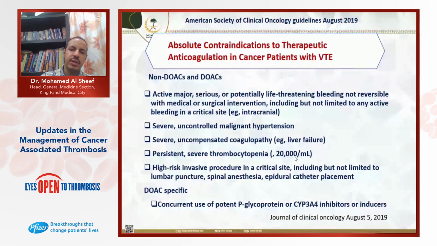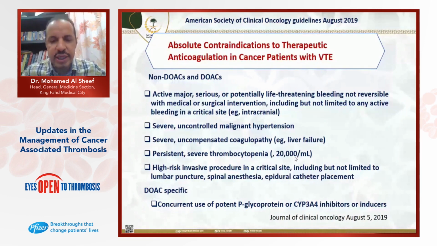This is an absolute contraindication, and less than 50, it's a relative contraindication. This is based on the guideline. Actually, the cutoff we really worry about for thrombosis is less than 50. But maybe cancer patients are a different population. That's why the guideline here went with a platelet count of 20. High-risk invasive procedures in a critical site, including but not limited to lumbar puncture, spinal anesthesia, epidural, are all absolute contraindications.